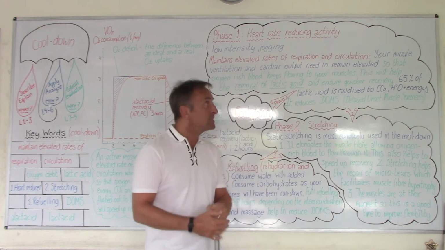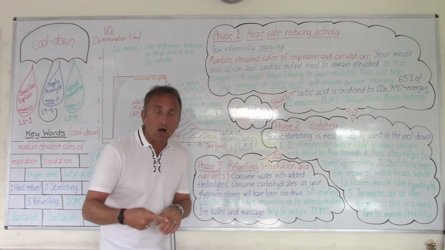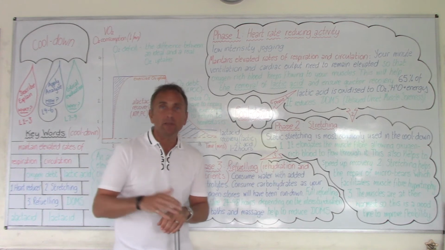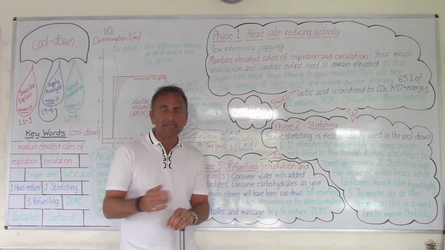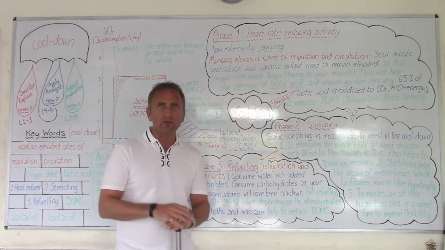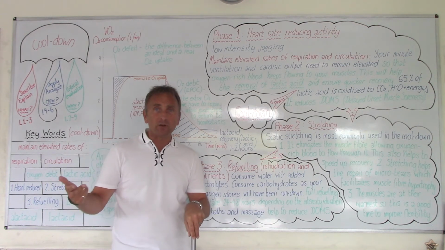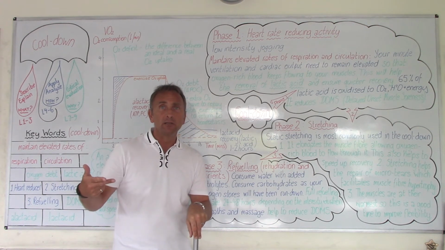The first phase is a heart rate reducing activity. Heart rate reducing activity, that's just simply jogging for 10 minutes. At least 10 minutes at the end of your activity. Why do we jog at the end of your activity? Well, it's to maintain an elevated rate of respiration and circulation.